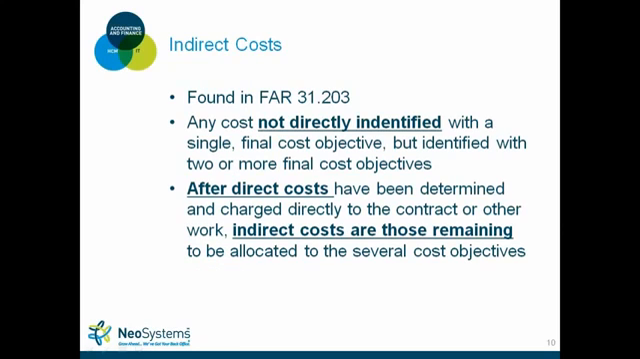Indirect costs. So indirect cost definition is found in FAR section 31.203, and it is any cost not directly identified with a single final cost objective, but identified with 2 or more final cost objectives. So really the costs are spread out throughout your accounting system. It's after direct costs have been determined and charged directly to the contract, basically all other costs that are remaining will be allocated out to your indirect cost pools.